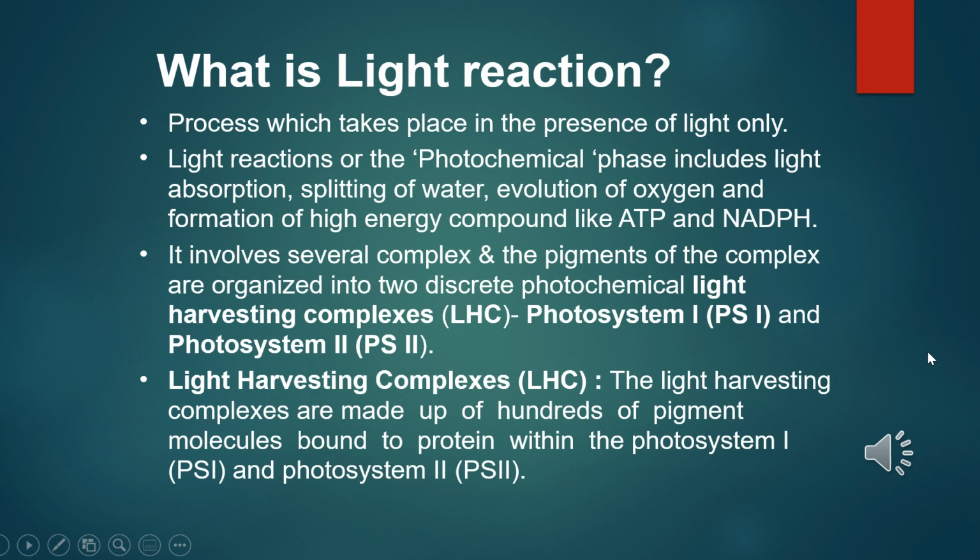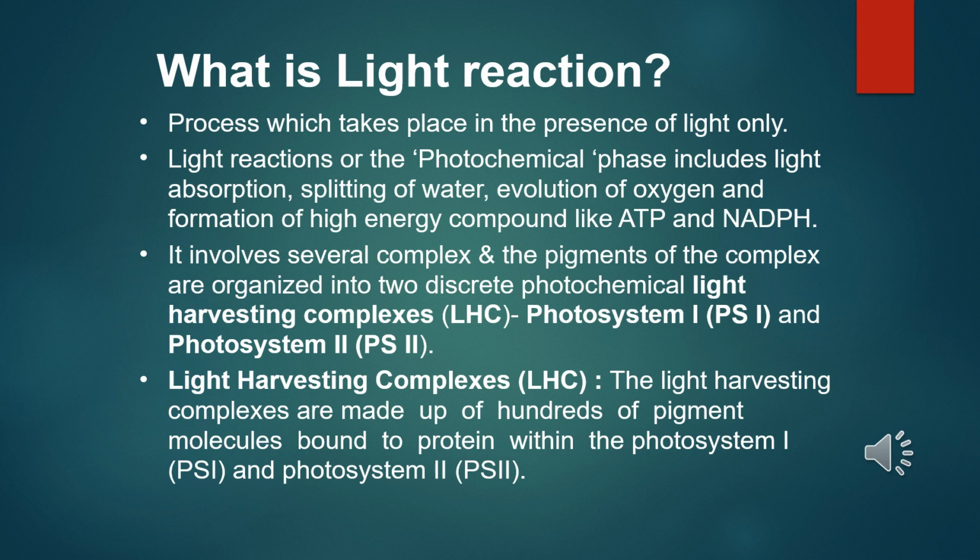What is light reaction? The process which takes place in the presence of light is called light reaction. The light reaction, or the photochemical phase, includes light absorption, splitting of water, evolution of oxygen, and formation of high energy compounds like ATP and NADPH. It involves several complexes, and the pigments are organized into two discrete photochemical light harvesting complexes, that is photosystem 1, called PS1, and PS2.